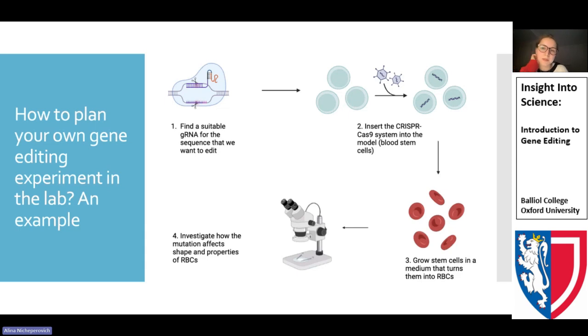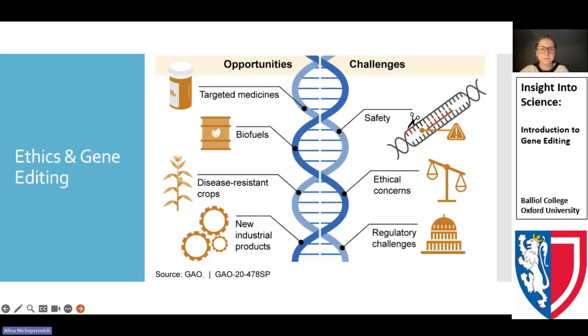Then also, growing stem cells alone is quite a vigorous process, making sure that they grow in a suitable medium so that they differentiate into red blood cells rather than, let's say, white blood cells is also difficult. So yeah, I hope this just gave you an idea of how in science generally we try to answer certain questions, specifically using gene editing.